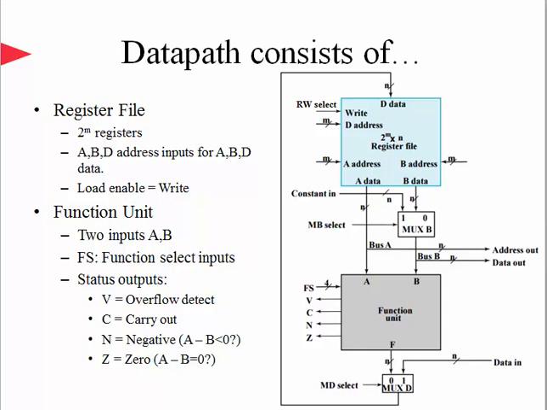As I said, it could have 2 to the m registers inside, and m bits would be enough to address them, where each register could hold n bits. And there are also status bits like V for overflow, C for carry out, N for negative, and Z for zero. And that basically checks, for example, the negative checks if A minus B is less than 0, or zero checks if A minus B equals 0, which means A equals B.